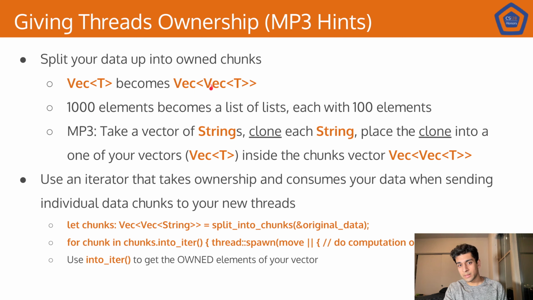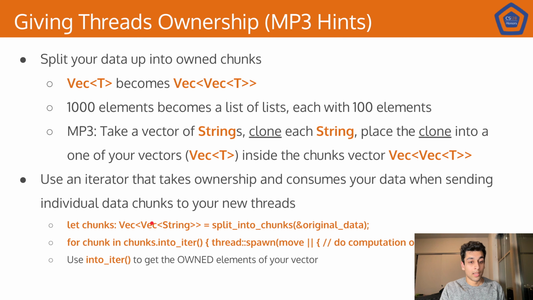I believe the number of chunks we ask you to split out to is variable, so we'll leave that to you to implement. But for example, if we had 1,000 elements in this original vector, we want you to produce a vector with 10 inner vectors, each with 100 elements. Okay, so in MP3, you take a vector of strings, you're going to clone each string, and then place the clone into one of your inner vectors, which forms a chunk.